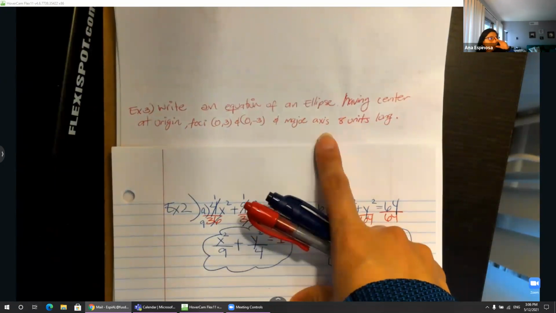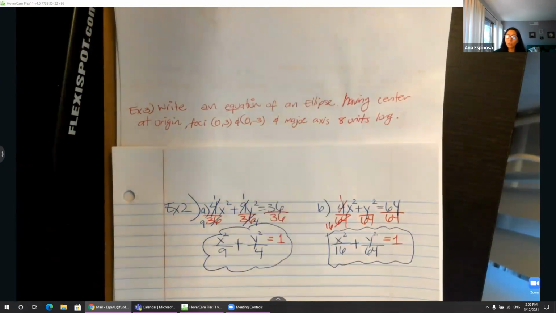Okay. So for these, anytime they ask you to write an equation of any of these conics, I always make a mental picture, and I actually write it out because it's so much easier. If you want to just do it all in your head and you're like, I got this, if you got it, that's great. But if you don't, you might want to take a picture, a mental picture.